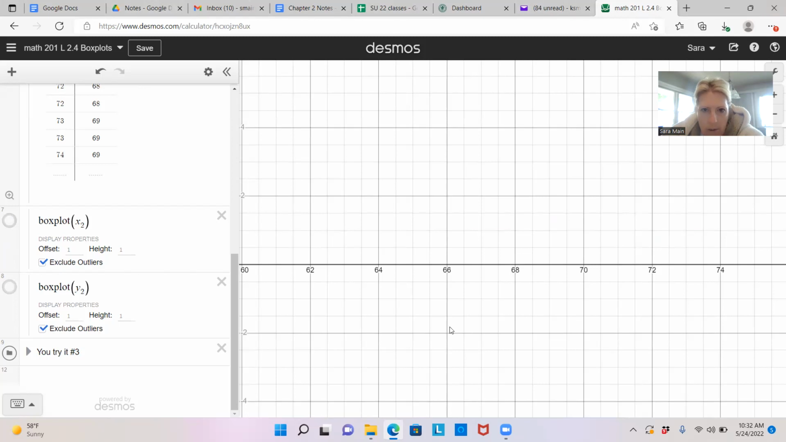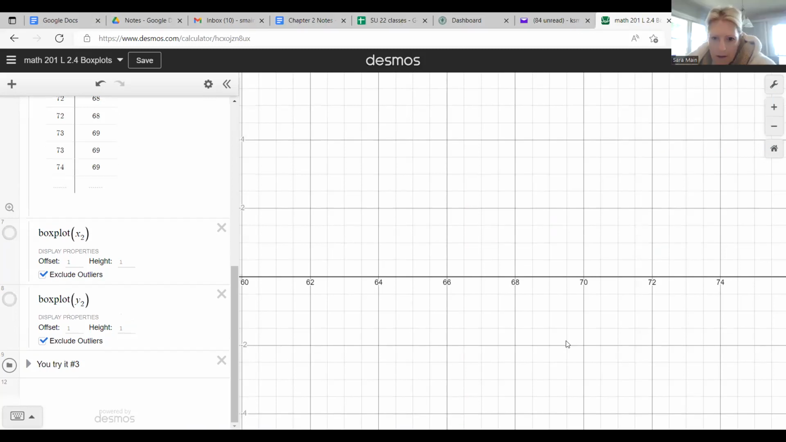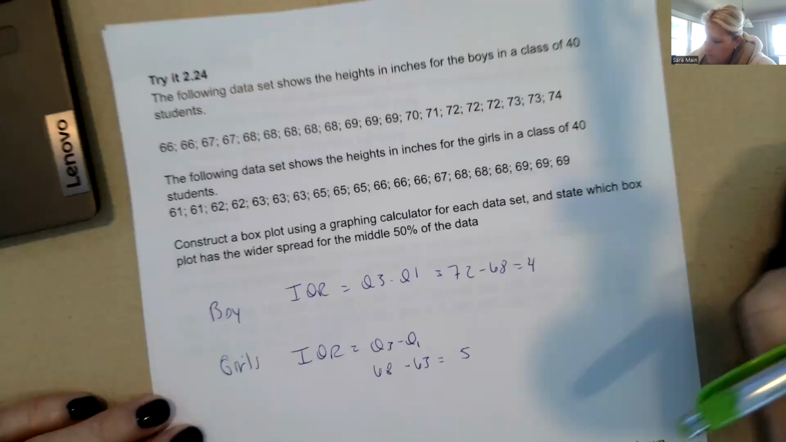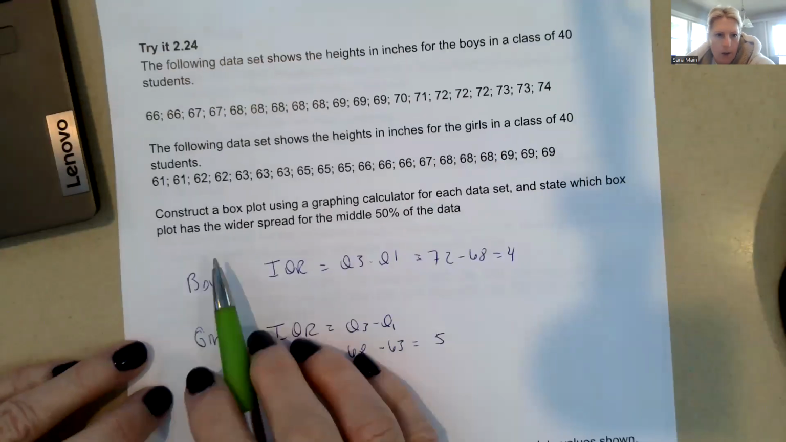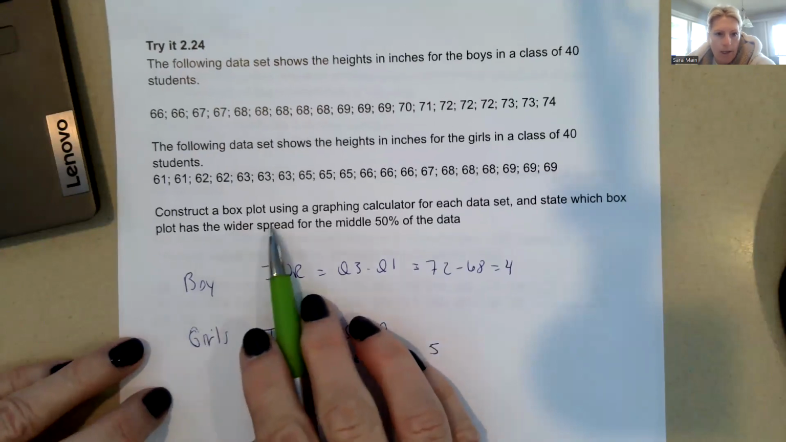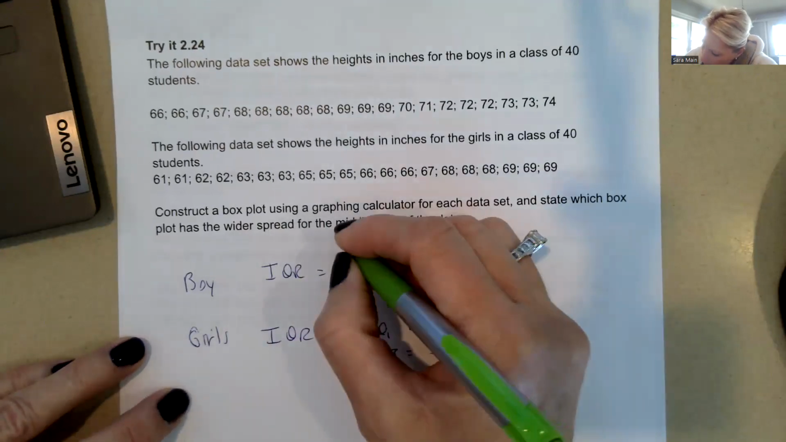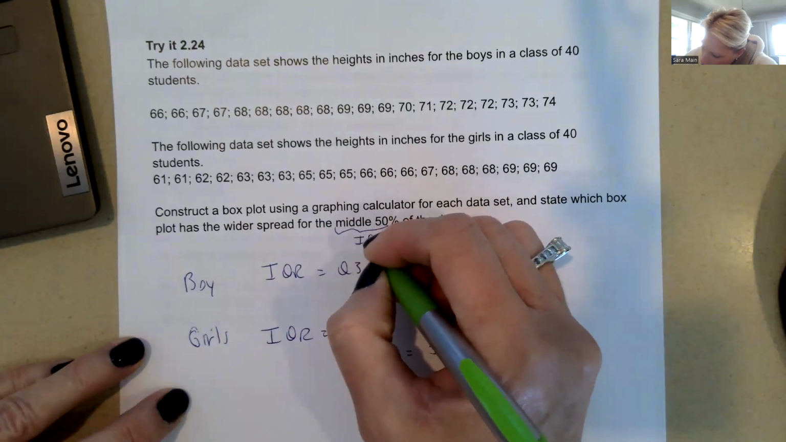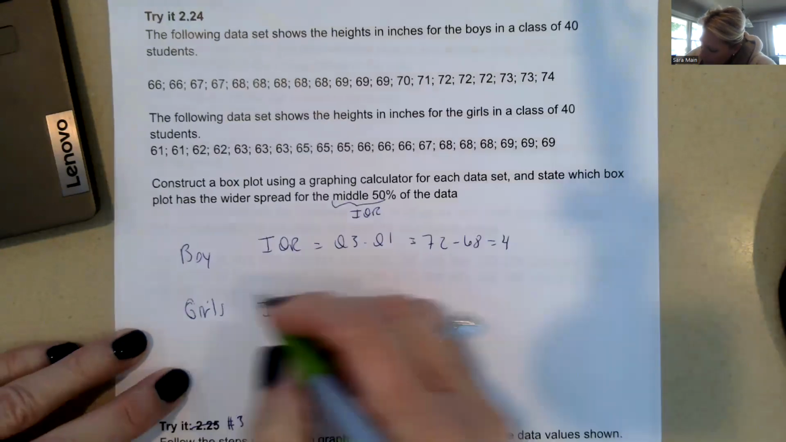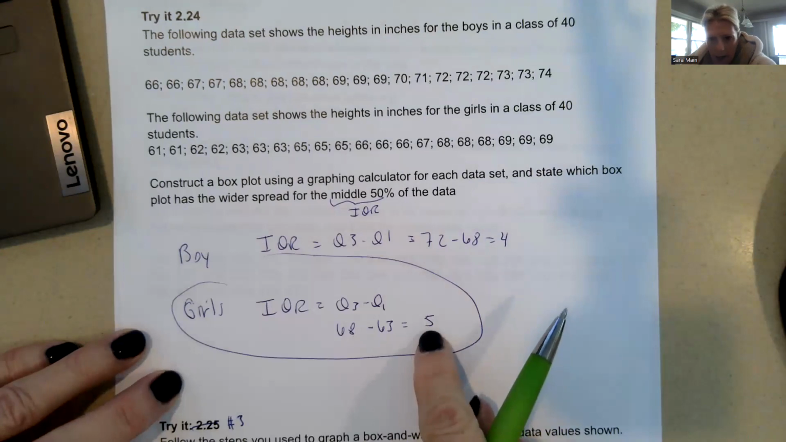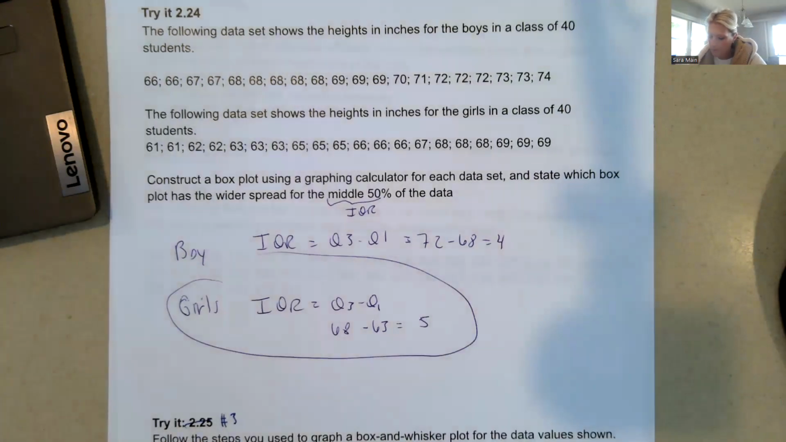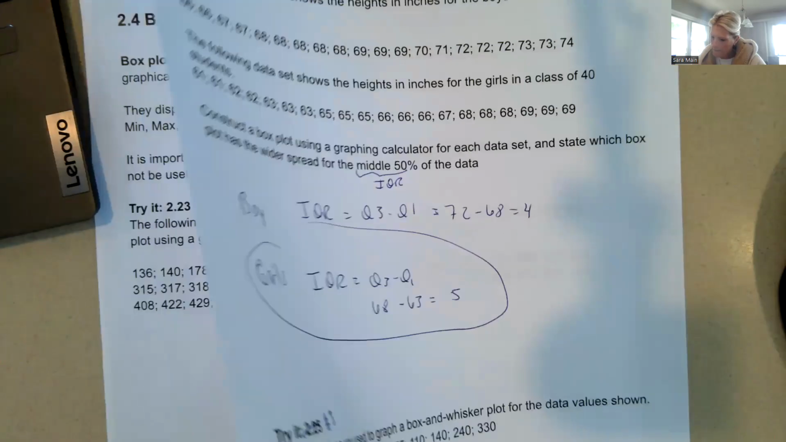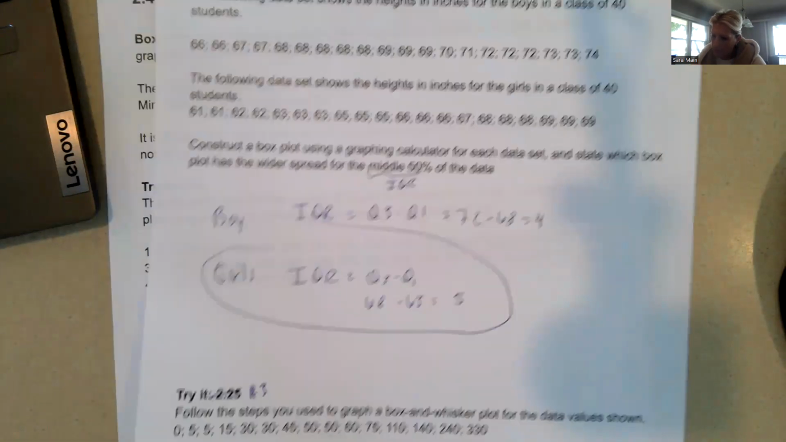And then I'm going to share my paper so you can see. They did ask us which box plot has the wider spread for the middle 50%. The middle 50%, remember, is the IQR. And it looks like the girls has a little bit bigger IQR spread than the boys. Okay.